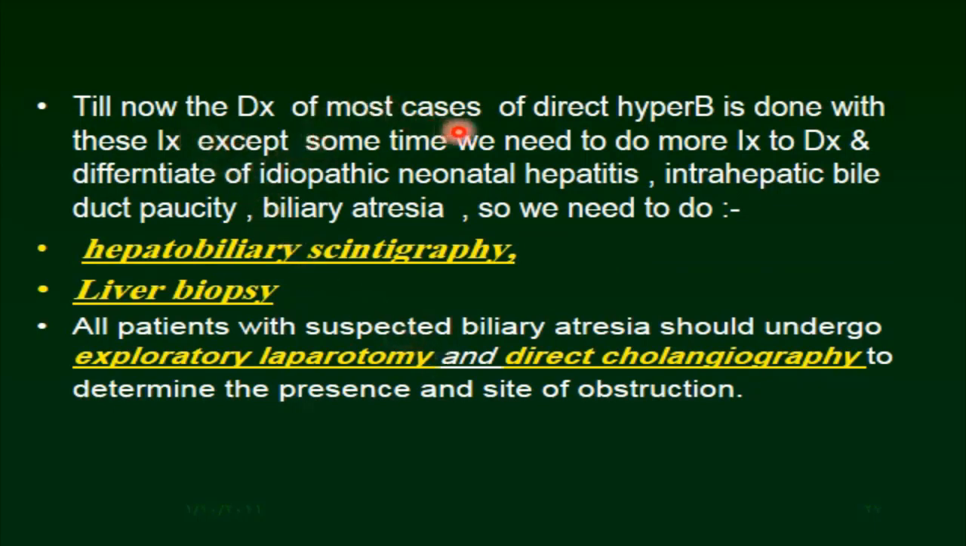Till now, the diagnosis of most cases of direct hyperbilirubinemia is done with these investigations that include liver function test, ultrasound, and other tests for metabolic and infectious disease. Except sometimes we need to do more investigation to diagnose and differentiate idiopathic neonatal hepatitis, intrahepatic bile duct paucity, biliary atresia. So we need to do hepatobiliary scintigraphy or liver biopsy. And then any patient with highly suspicious biliary atresia and not diagnosed should undergo exploratory laparotomy with direct cholangiography to determine the presence and site of atresia.